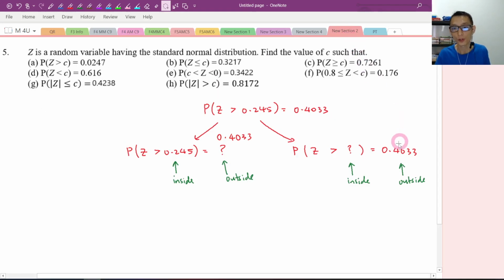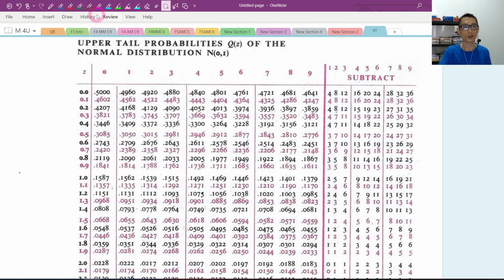Okay, what we are looking for is 0.4033. Let me write it down over here, 0.4033. If you cannot get this number, we just find a number which is slightly greater than it. It's okay. Later on we just subtract it back. Okay, what do I mean by this? Try to look for 4033. We don't have 4033 here. This is 4013, and then this will be 4052. So choose this one or this one. Use this one, which is greater than it.